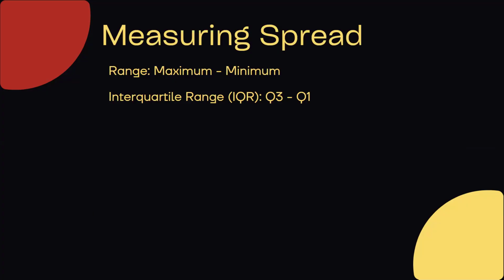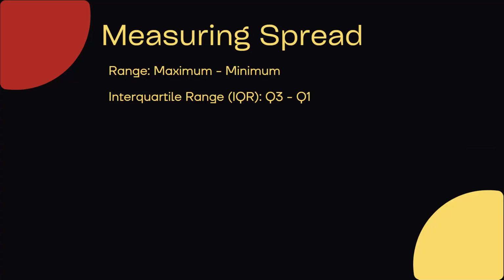Now, when we talk about measuring spread, there are a couple ideas that we need to make sure we understand. The range is just how far apart the max and min values are, so you just subtract those two values. The interquartile range is Q3 minus Q1.